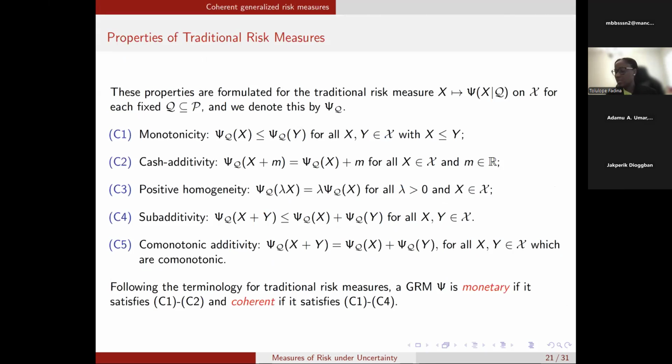So as an example, before I round off, I will introduce the coherent risk measure, but now the generalized coherent risk measure, which basically means coherent risk measure, but now in our new framework. These are the classical properties of a coherent risk measure. So we have monotonicity, cash additivity, positive homogeneity, and subadditivity.